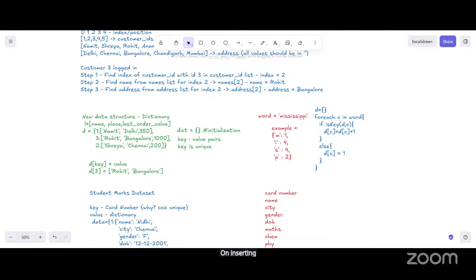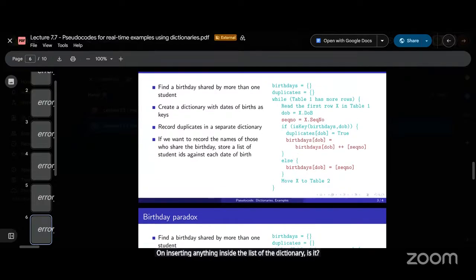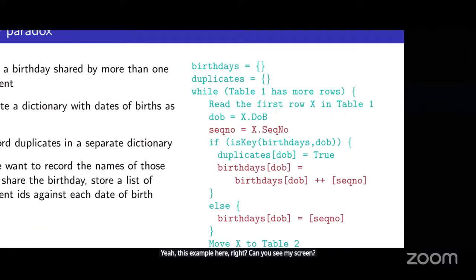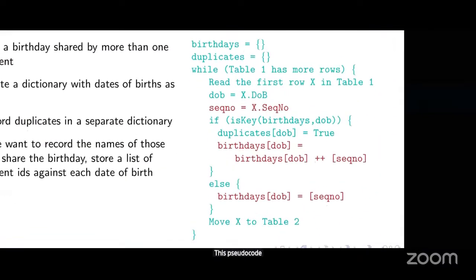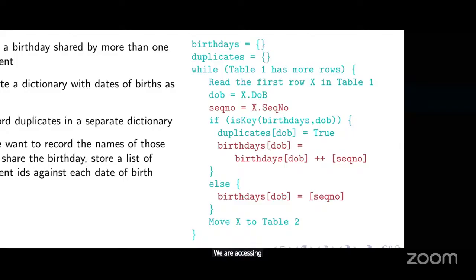Inserting anything inside the list of the dictionary, is it? Hello? Yeah, so this example here, right? Can you see my screen? Yes, ma'am. This pseudocode here, I just want you to go through it once on your own. Here, what we are exactly doing is, so birthdays is a dictionary. We are accessing birthdays DOB. This is accessing. This is also using that value that we are accessing, which might be a list. So birthdays DOB is actually a list, right, of all the students who have that birthday on that day.